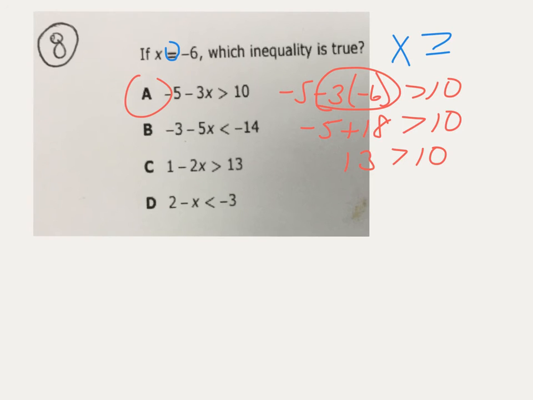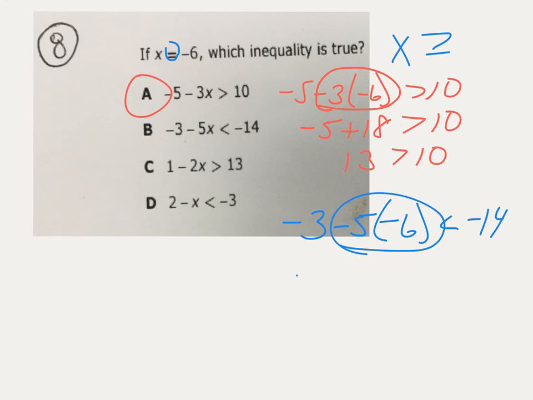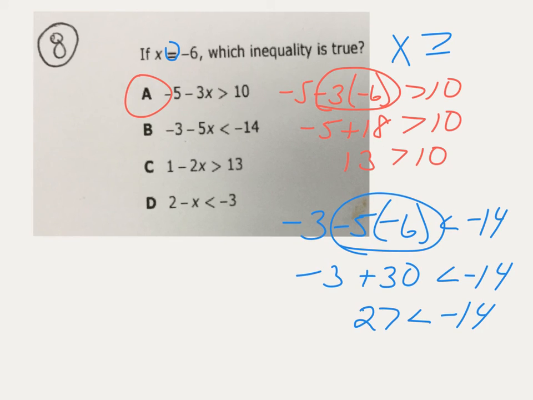Now what it looks like when it's incorrect, so you can look at B, -3 minus 5, and you put in a -6 is less than a -14. When you solve this one, you get -3, and then you get plus 30 is less than -14. 30 minus 3 is 27, and you know 27 is not less than -14. That's what it looks like when it is wrong.